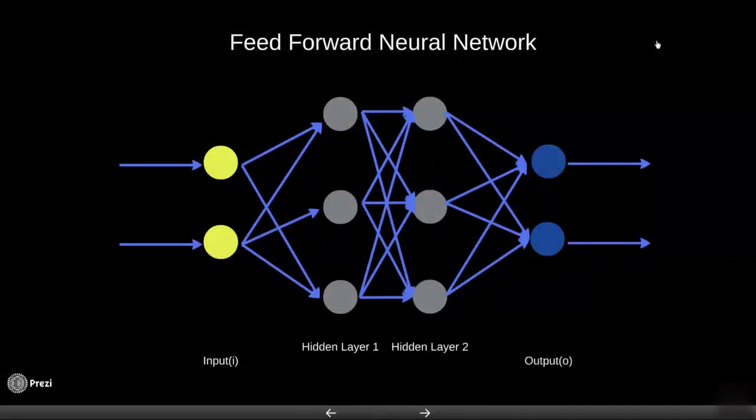Hello there. Let's take a look at feed-forward neural networks. Now, what we have in front of us is a multi-layer neural network. This can be called a feed-forward neural network if it satisfies certain conditions. In this network, the information only passes from the left to the right.